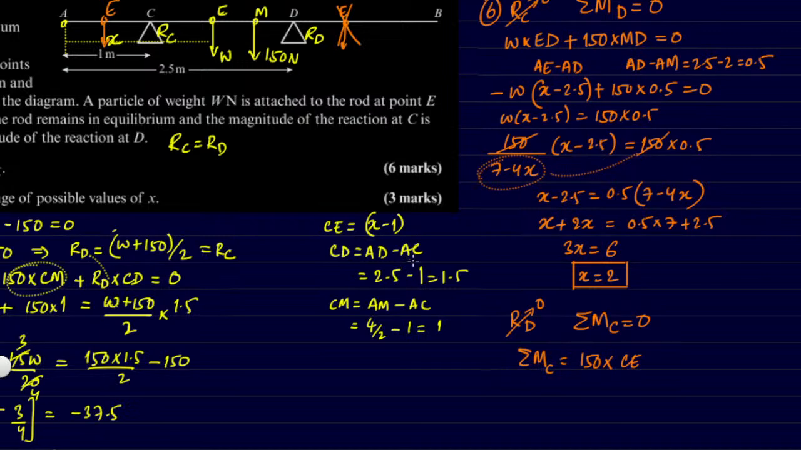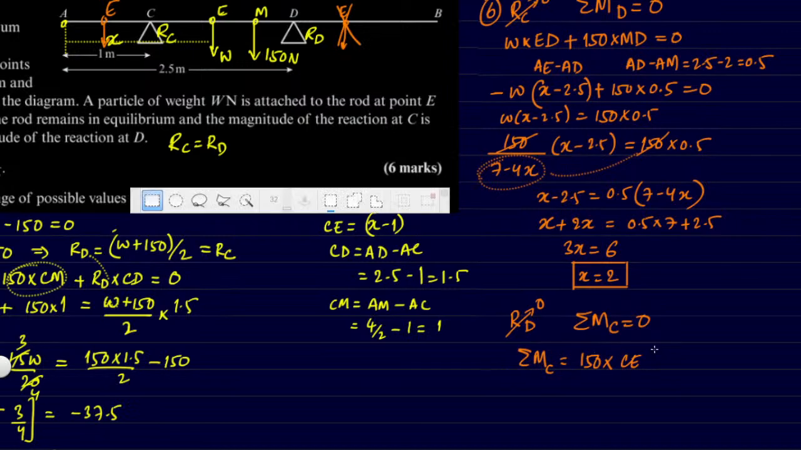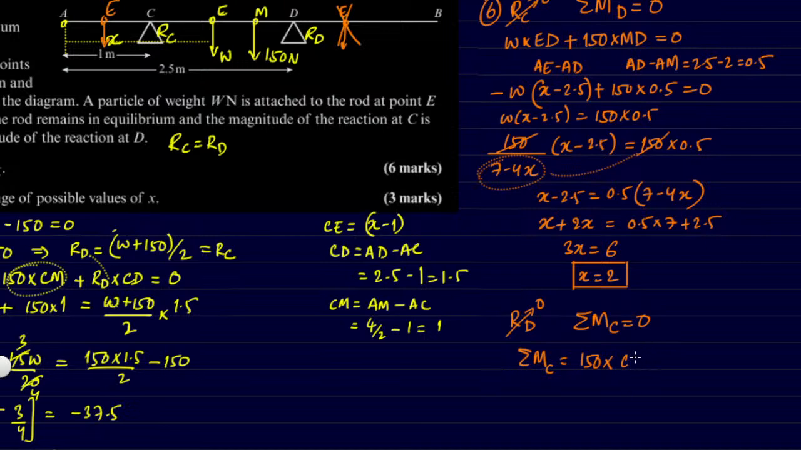Sorry, 150 into CM now. 150 into CM. This is clockwise. Clockwise means minus. And then W into EC. This one is anti-clockwise. Anti-clockwise means plus. Now we need to find both these values. So CM value we know it is 1, just now we calculated here. So this value is 1.